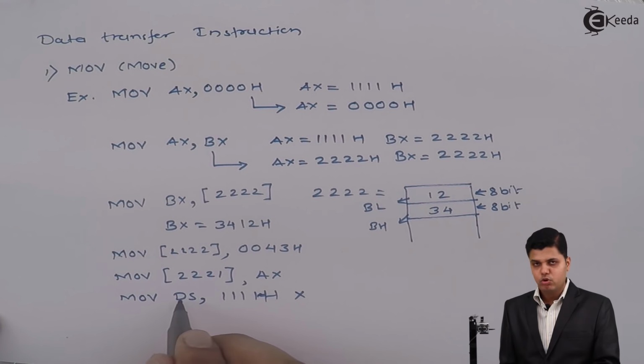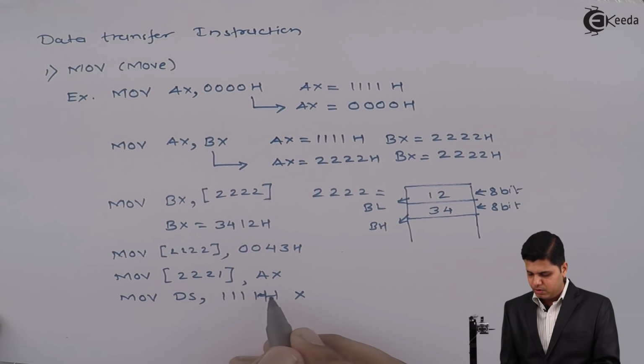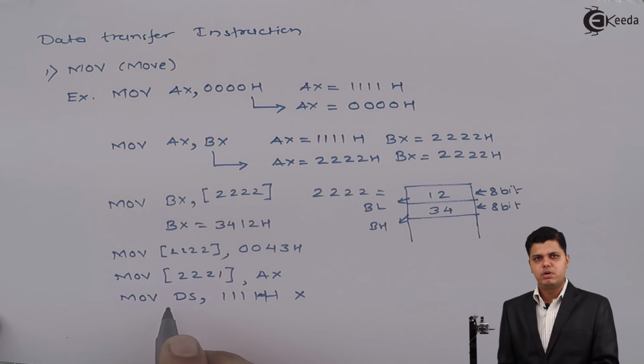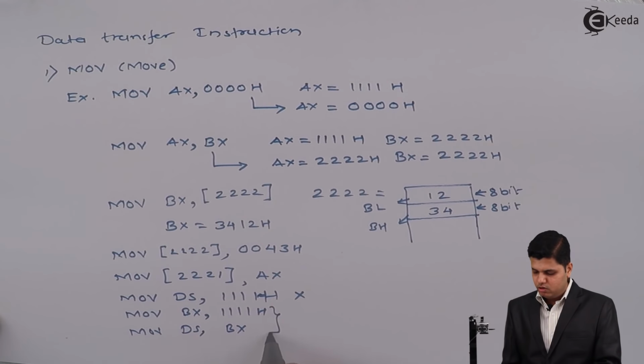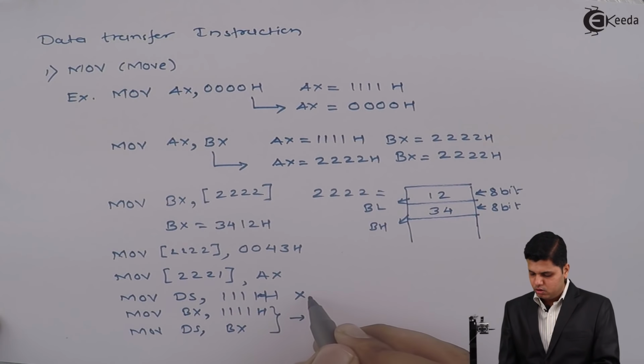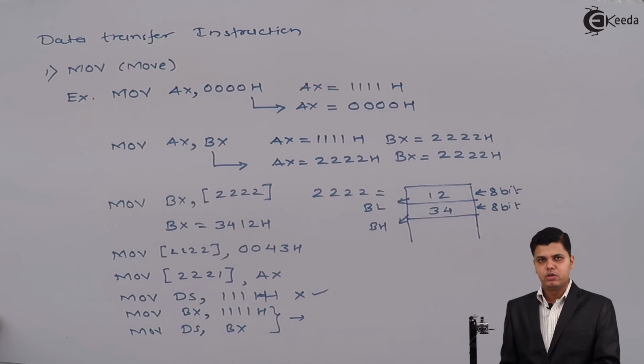So whenever we have to store some value to the DS register, we have to use some other register. So for example, if I wanted to move the data 1111H to the data segment register, we have to use another register. For example, move BX comma 1111H. After that, move DS comma BX. So these two instructions can be used for the respective operation.